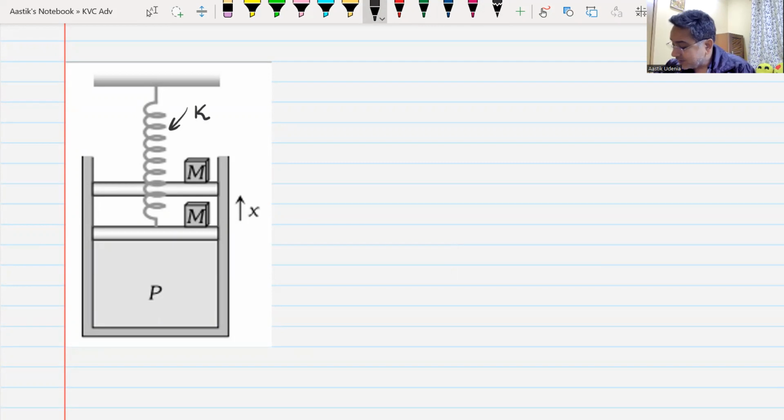Okay. Then there is a mass. It could be the mass of the piston, or it could be the mass of an object which is kept on the piston. And this will be open to atmosphere, so there will be an atmospheric pressure P naught as well. Now, if the gas is expanding against all this, what will be the work done in this process?